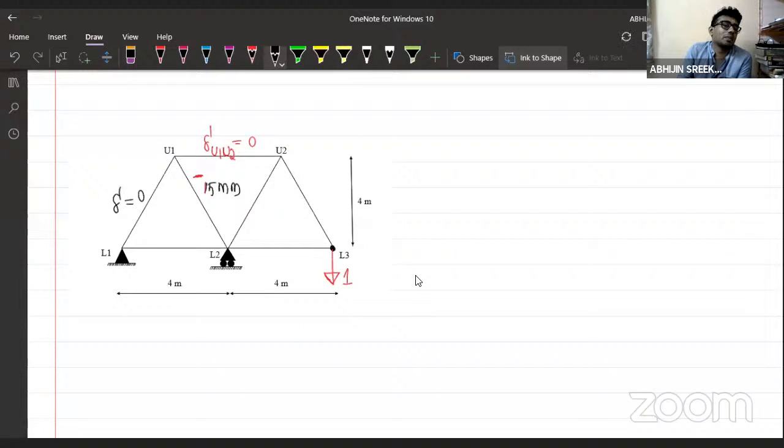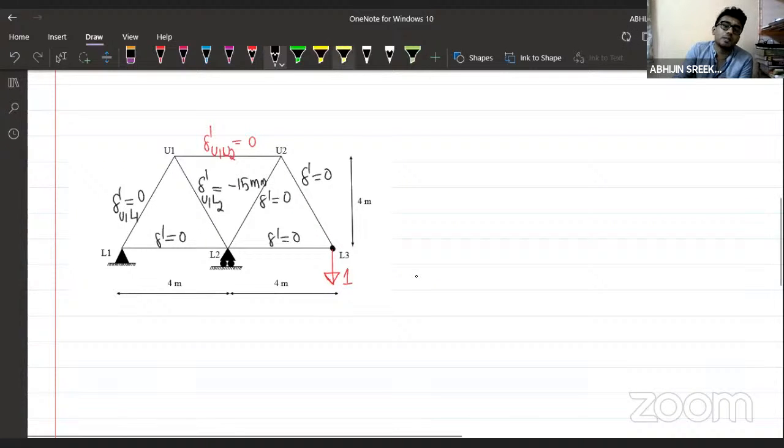Delta dash represents the fabrication error of the member L1, U1. Let us say U1, L1. Here also it will be 0. Here also I'm going to call it 0. In all other members, the fabrication error is 0. Correct? Yeah. So only in this member, that is member U1, L2, the fabrication error is minus 15 mm. Remember this. Very, very important.